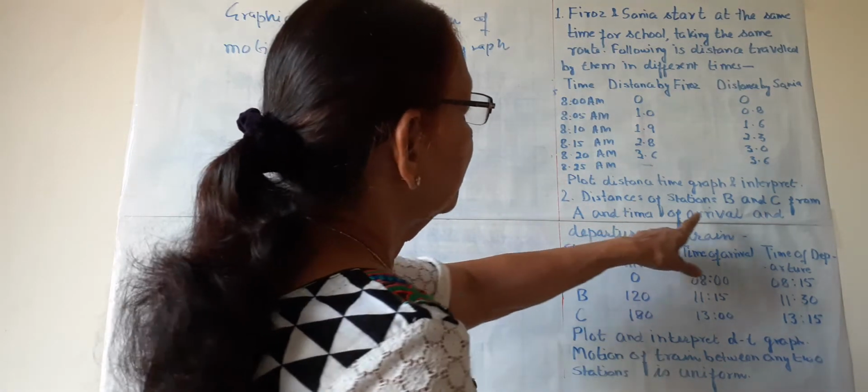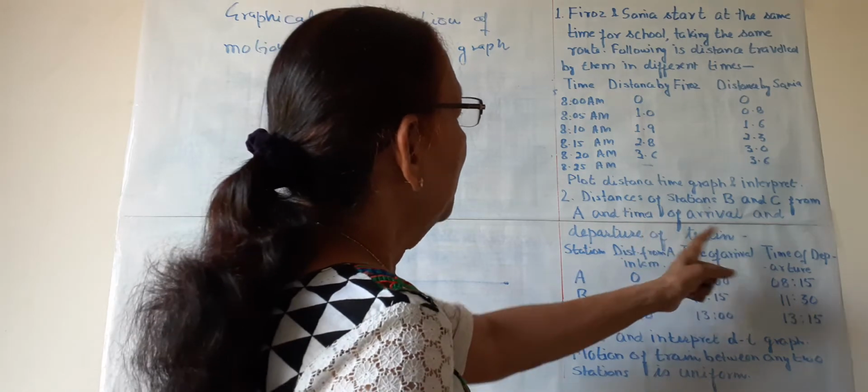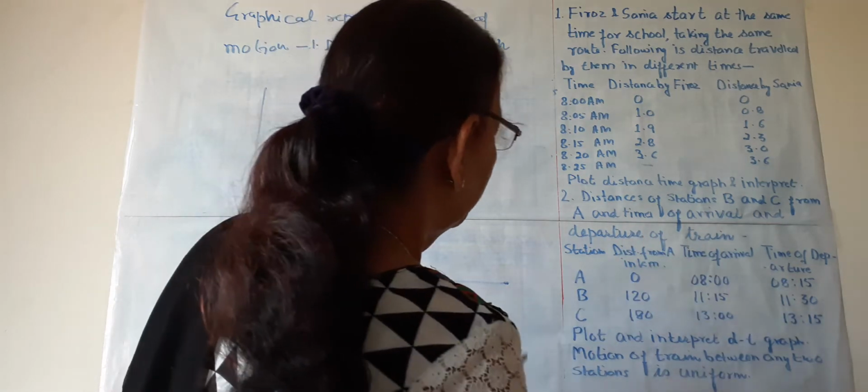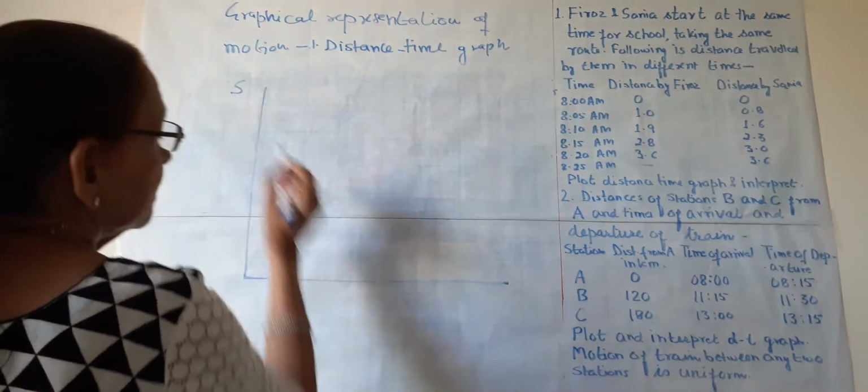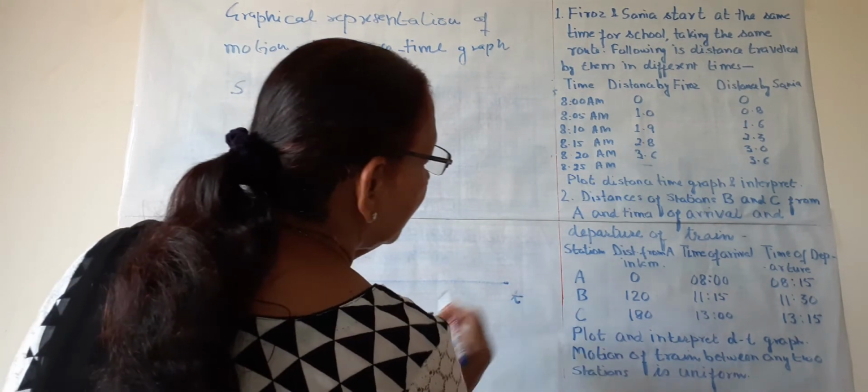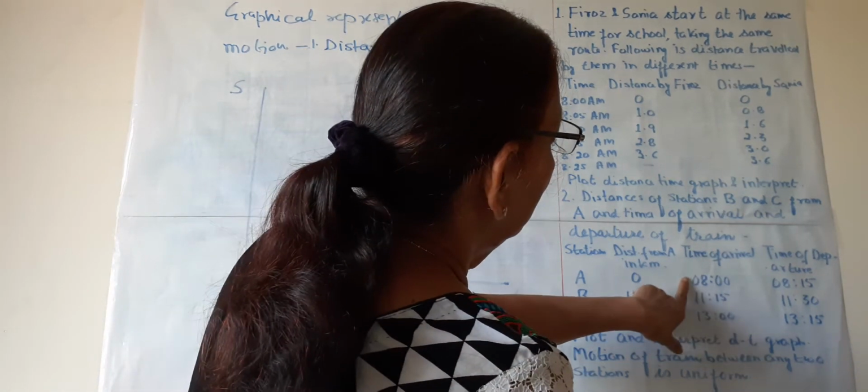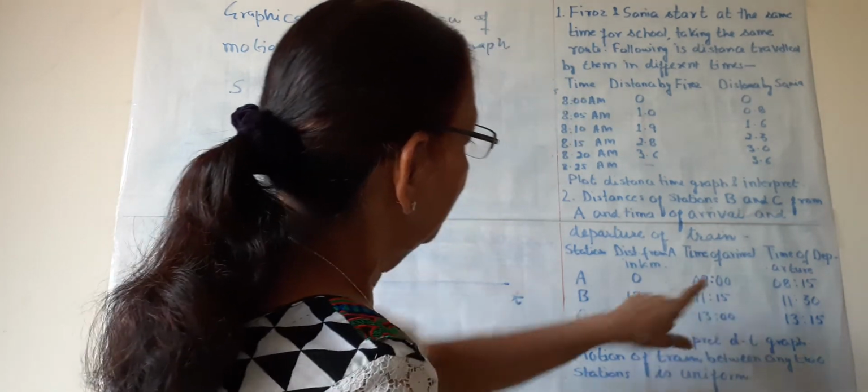Distance of stations A, B, C, time of arrival and departure of train. These are the stations. So here we'll take distance. Here we will take time in minutes. The time is given in minutes.